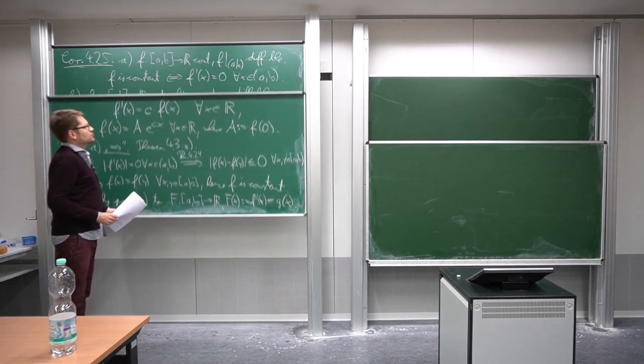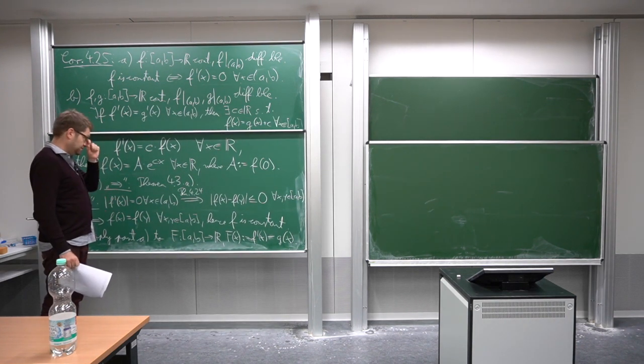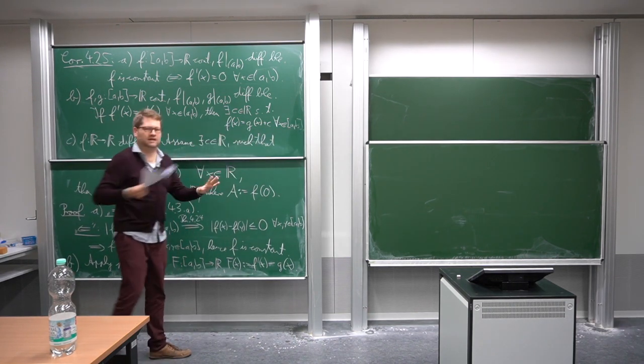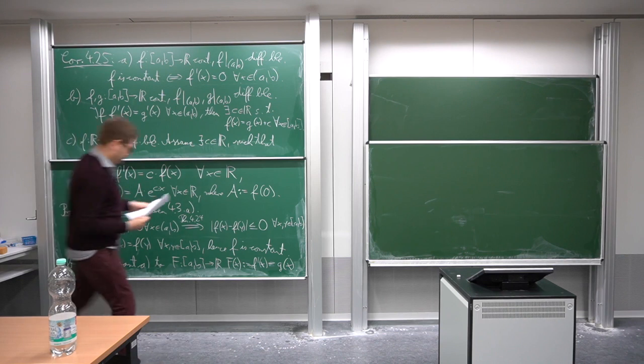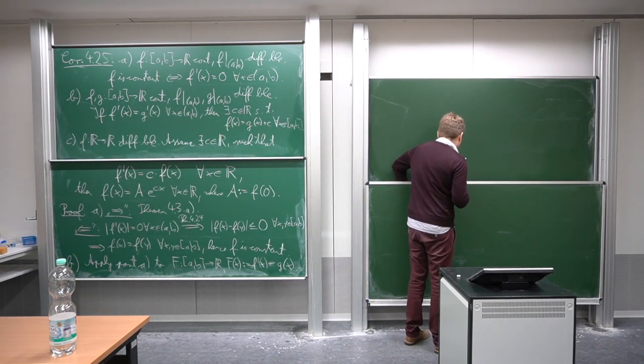Then we know, since the derivatives are the same, that this has derivative 0, so by part A it must be constant. And so this difference is a constant, which means that this holds. Done. Okay, this is a nice consequence here. Okay, part C is a little more work.